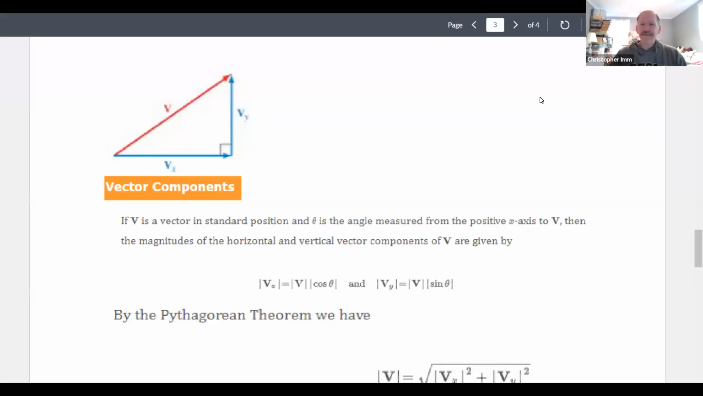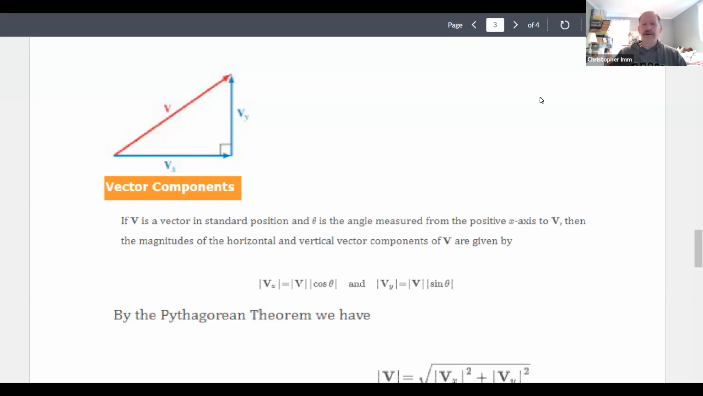Hi. In this video, we've looked at vector component form. We've looked at introducing vectors, adding them together. Now we're going to be looking at breaking them into their components. So in the last video, we talked about how we resolve these into components using trigonometry.